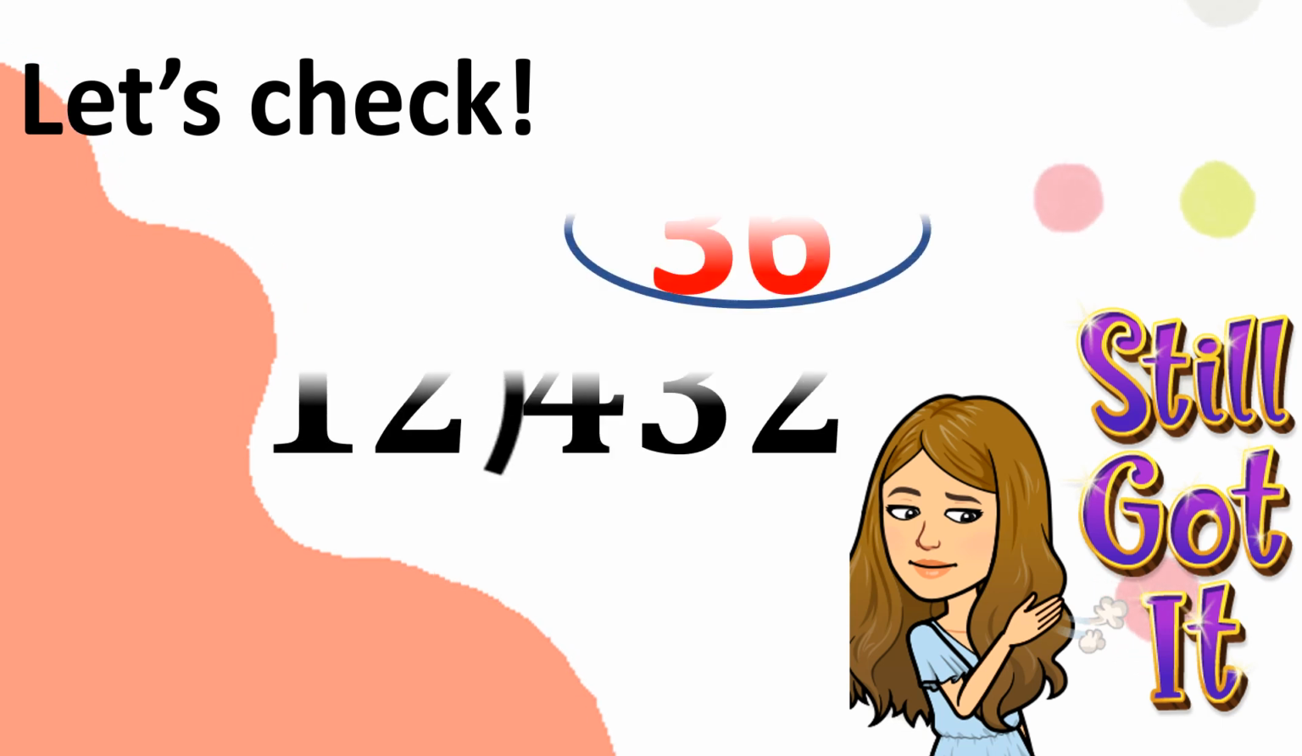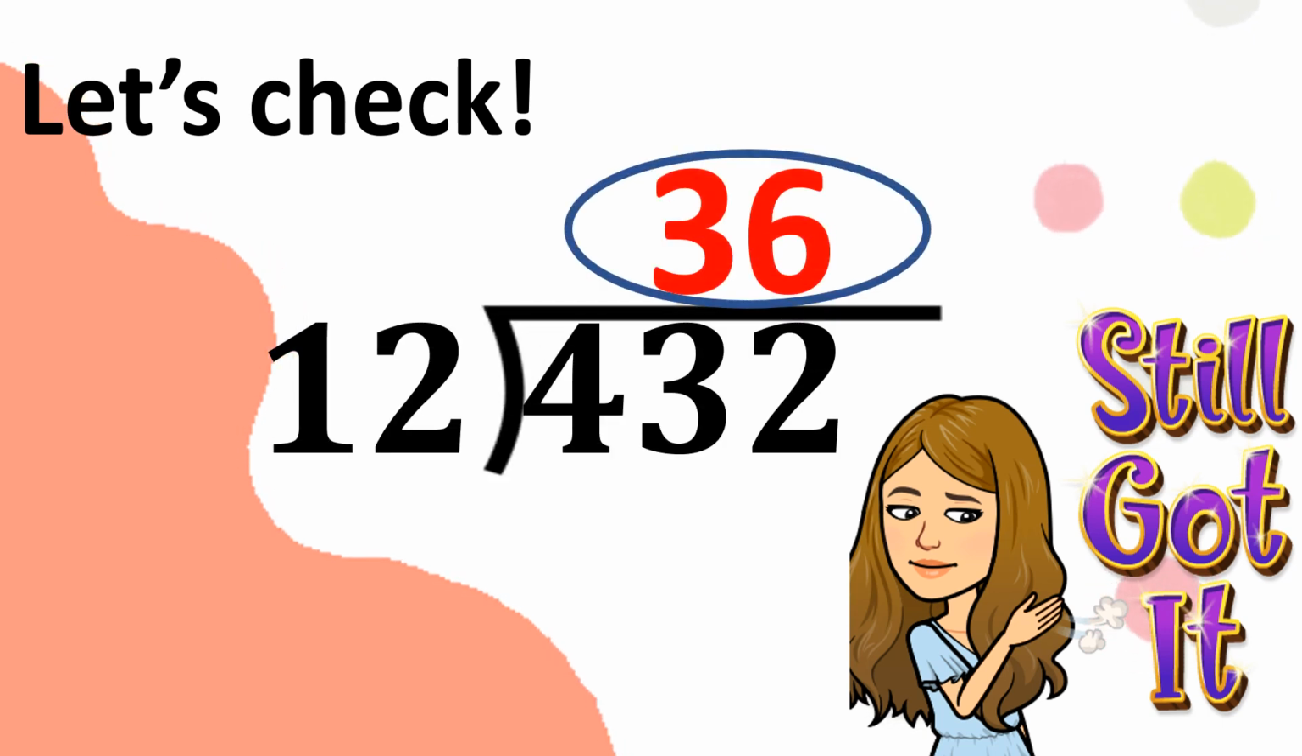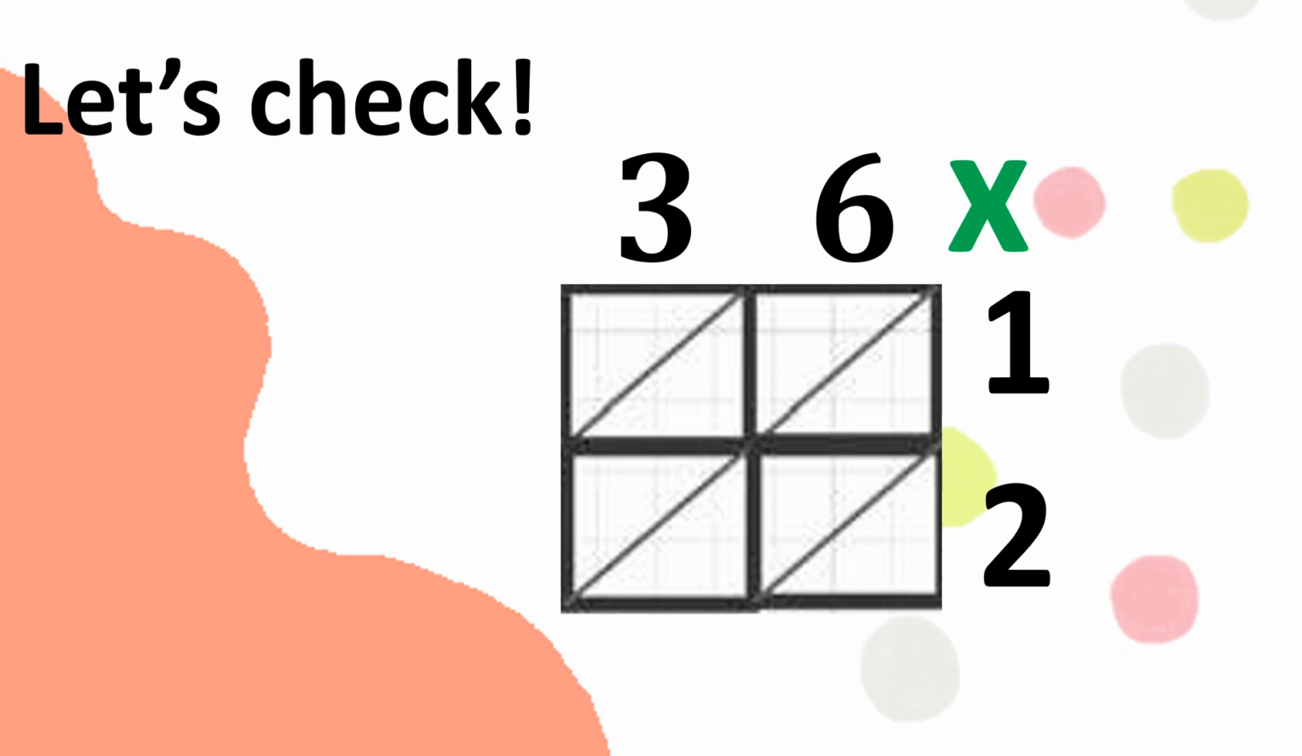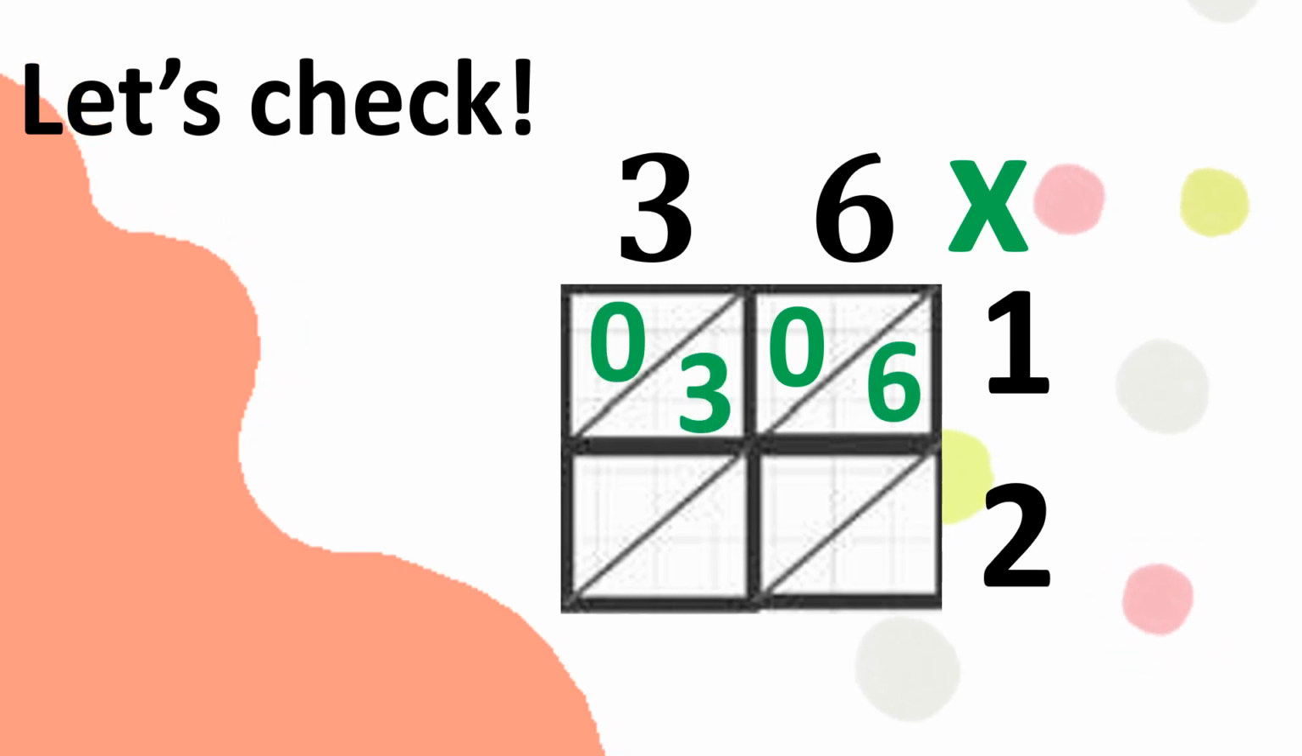Let us check. 432 divided by 12 is equal to 36. So now we are going to multiply 36 by 12. Using the lattice method, 6 times 1 is equal to 6 or 0, 6. 3 times 1 is equal to 3 or 0, 3. And 6 times 2 is equal to 12 or 1, 2. 3 times 2 is equal to 6 or 0, 6.